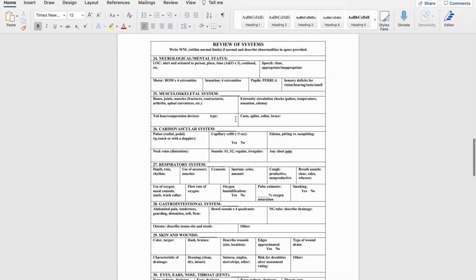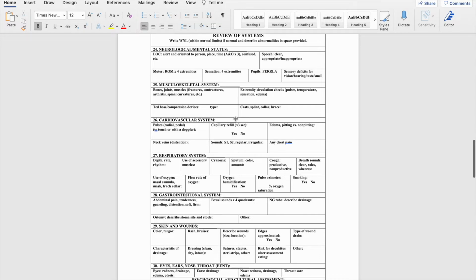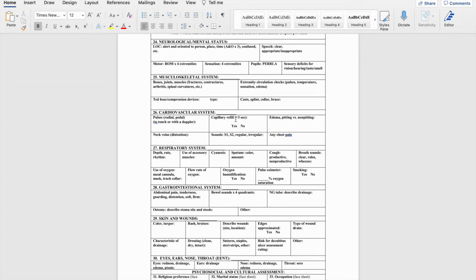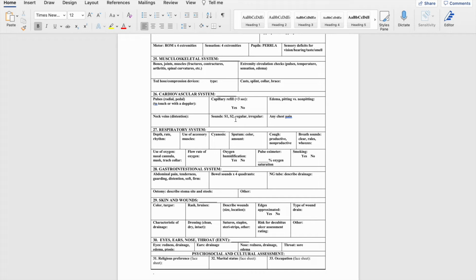You also have the musculoskeletal system. You assess if they're able to move, or do they have any fractures, do they have any casts, or any of that. The cardiovascular, again, you're taking their pulse, you're assessing their heart rate, you're asking them if they're experiencing any chest pain. Respiratory system, you're counting the respirations, you're assessing if they're able to breathe properly, is there pursed lip breathing, what are the breath sounds, you're auscultating as well.